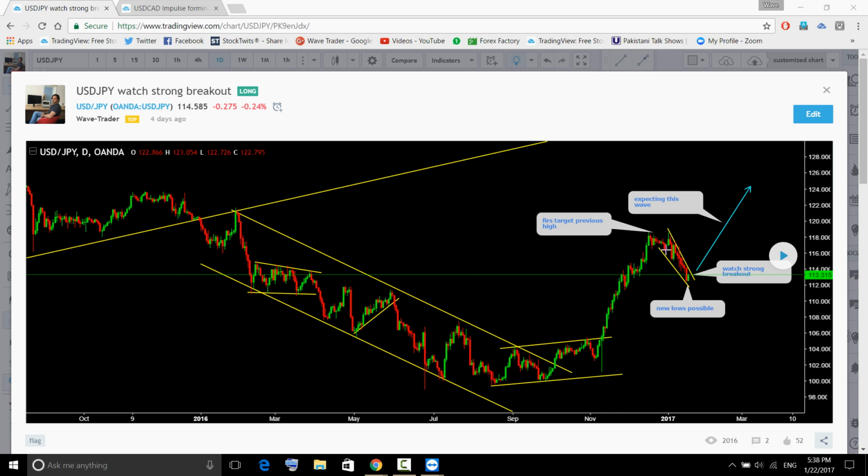Okay, so we can see it is a tight flag, or you can say a sharp correction back to the previous strong trend. It will break to the upside. So the first target is going to be the previous high, up to this place.